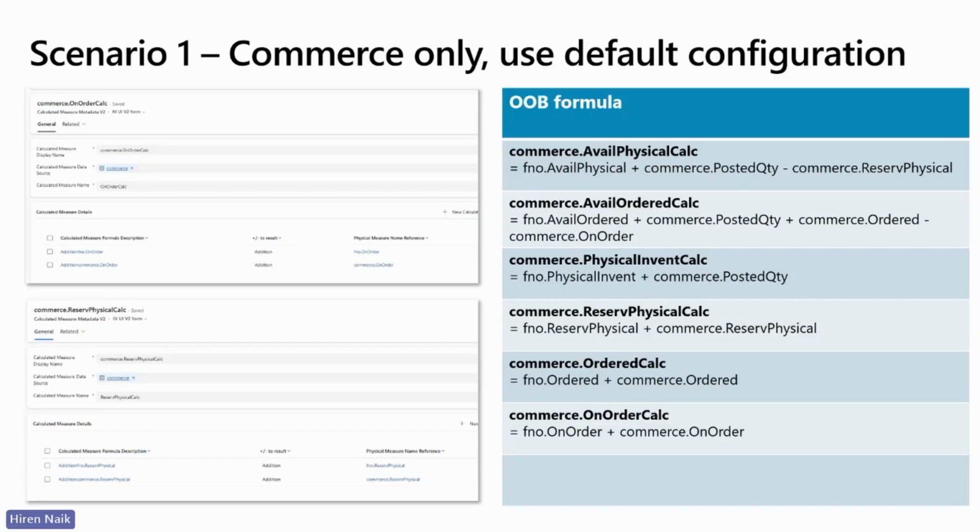On the right of the screen, you can see the list of the out-of-box calculated measures and how their calculations are already configured. All these calculated measures are already mapped to whatever inventory calculation you see on Commerce. For example, when you're querying the inventory lookup on Commerce, the inventory aspect is showing as the available physical calculation. And when you create an order and reserve it, it's the commerce reserve physical calculated measure that is showing up on the screen, mapped to the reserved inventory column that you saw in the previous demo.